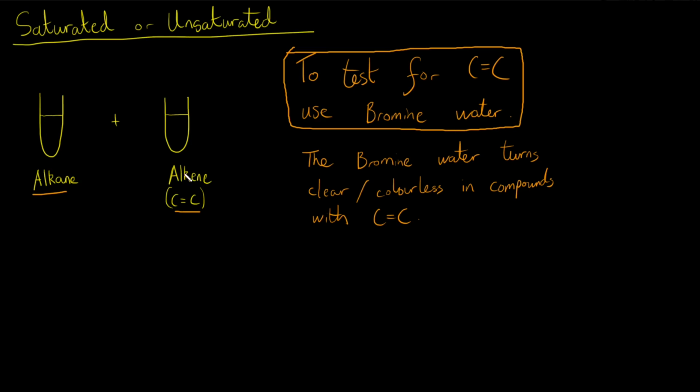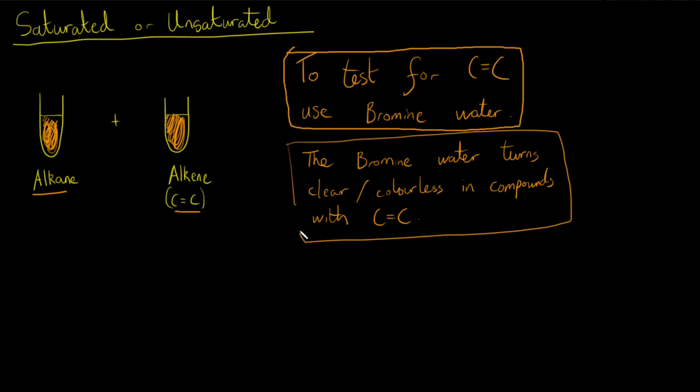So what you would do is get two test tubes and put in your liquids and then add a couple of drops of the brown bromine water to each test tube, and that would change the test tubes to a kind of browny orange colour. Now, if the compound does have a carbon to carbon double bond, then the bromine water will turn clear and colourless.